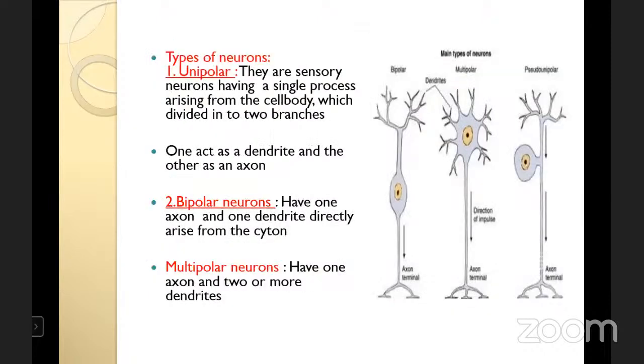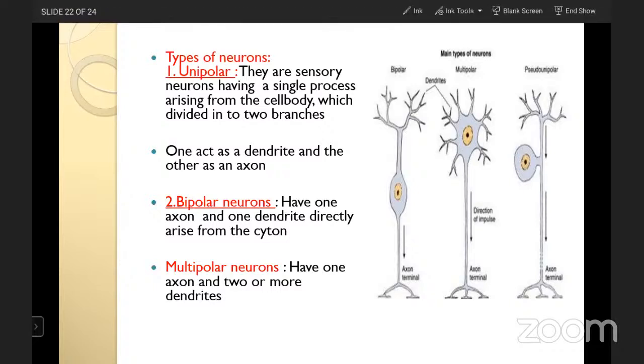Now, according to the structure, we group the neurons into three types. They are unipolar, bipolar, and multipolar neurons. What are they? Unipolar, bipolar, and multipolar neurons. First, let us go with the unipolar.